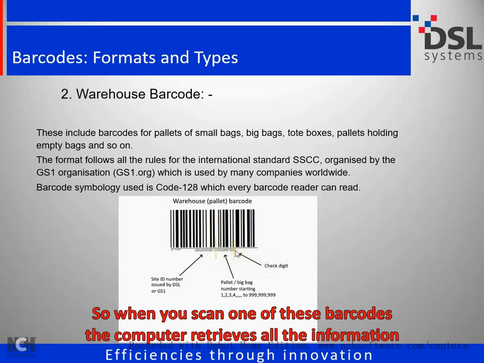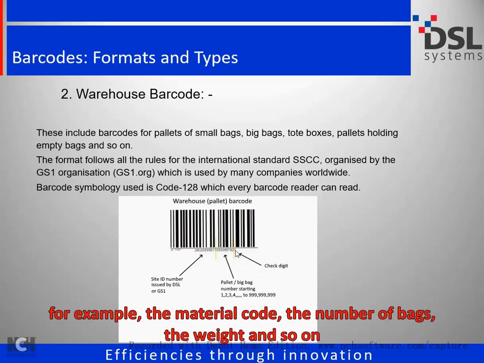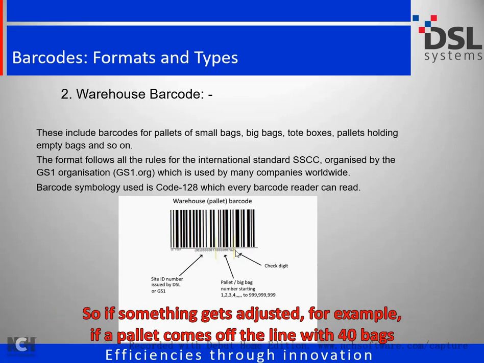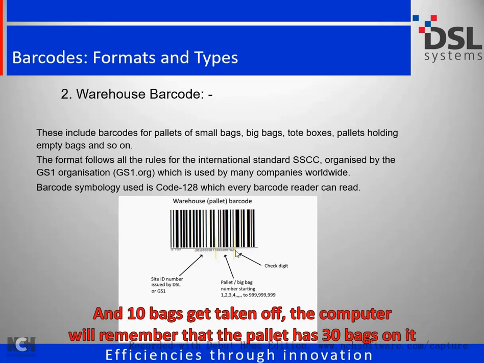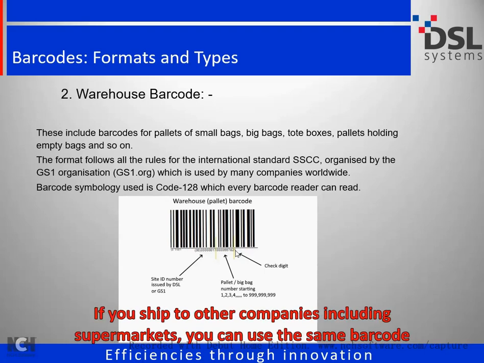So when you scan one of these things, the computer then knows all the information about that barcode, for instance the material code, the number of bags on it, and the weight, and so on and so forth. So the computer knows all the time. So if an item gets adjusted, for example, if it comes off the line with 40 pallets on and 10 pallets get taken off, then the computer remembers, of course, that this pallet only has 30 bags left on it. If you ship to other companies, including supermarkets, you can use the same barcode if you want.